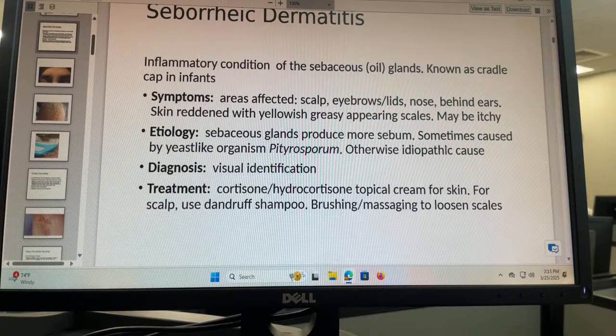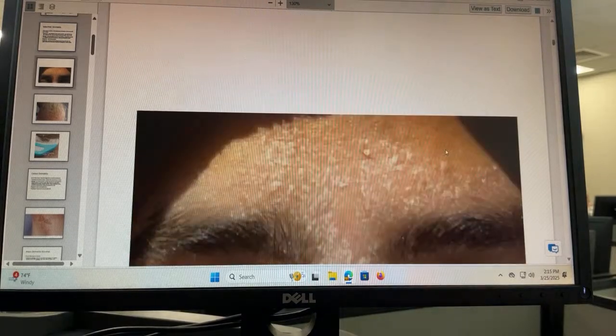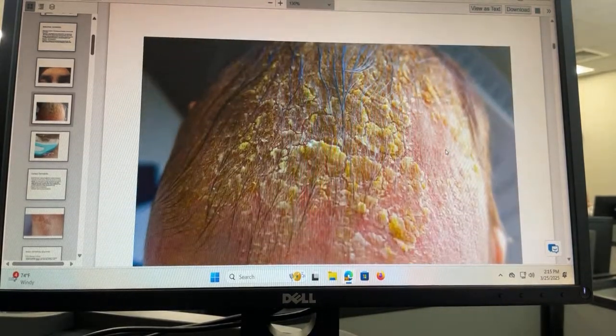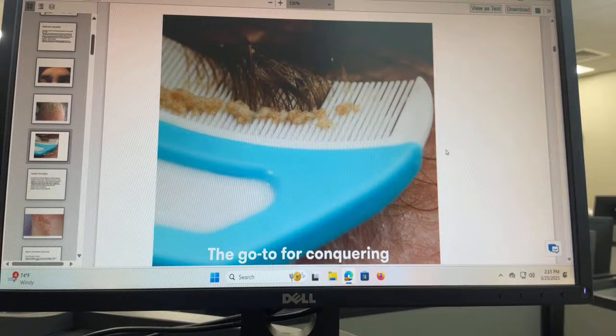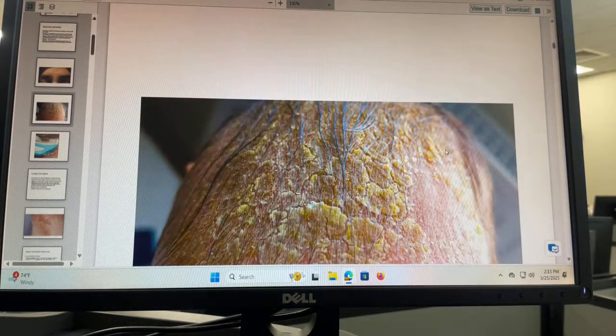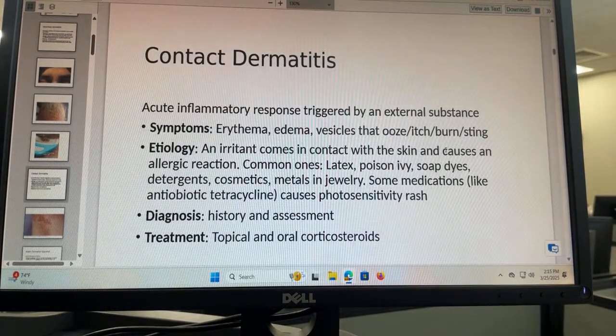For treatment, they're going to do cortisone, hydrocortisone creams. Because it's an inflammatory condition, right? And cortisone helps with inflammation. So they have creams you can put on the skin. You can use special dandruff shampoos as well. If someone's got thick scales like this, you can use a comb to pull out the scales to loosen them up and remove them. So that's basically that. Any questions about that one?